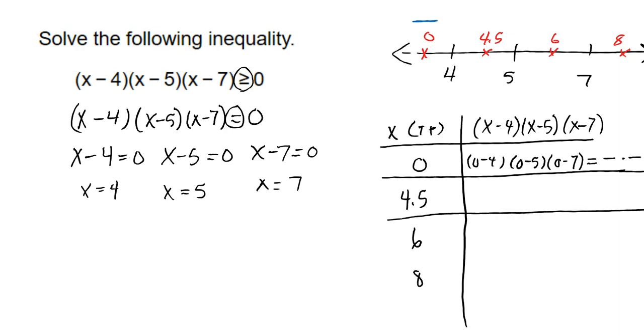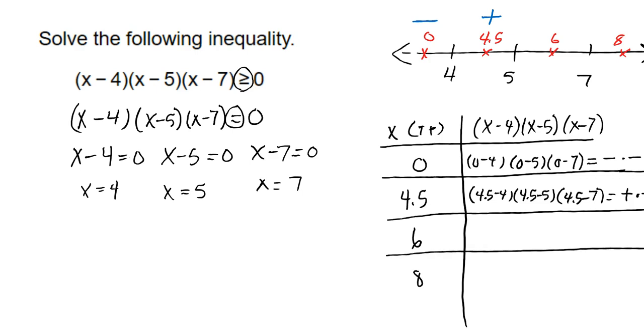So let me test 4.5. It's 4.5 minus 4, 4.5 minus 5, and 4.5 minus 7. So 4.5 minus 4 would be positive. 4.5 minus 5 would be negative. And 4.5 minus 7 would be negative. Positive times a negative will be a positive. So in this interval, our expression is positive. We'll test the next interval.